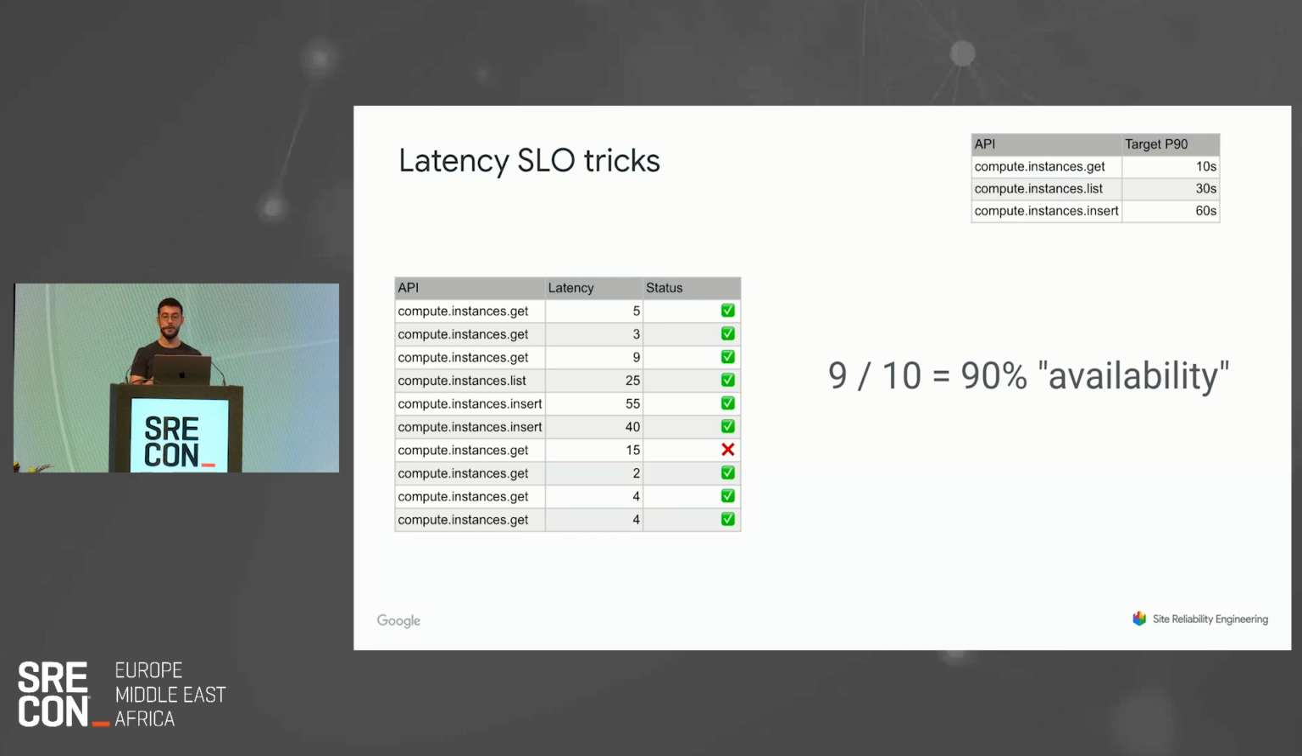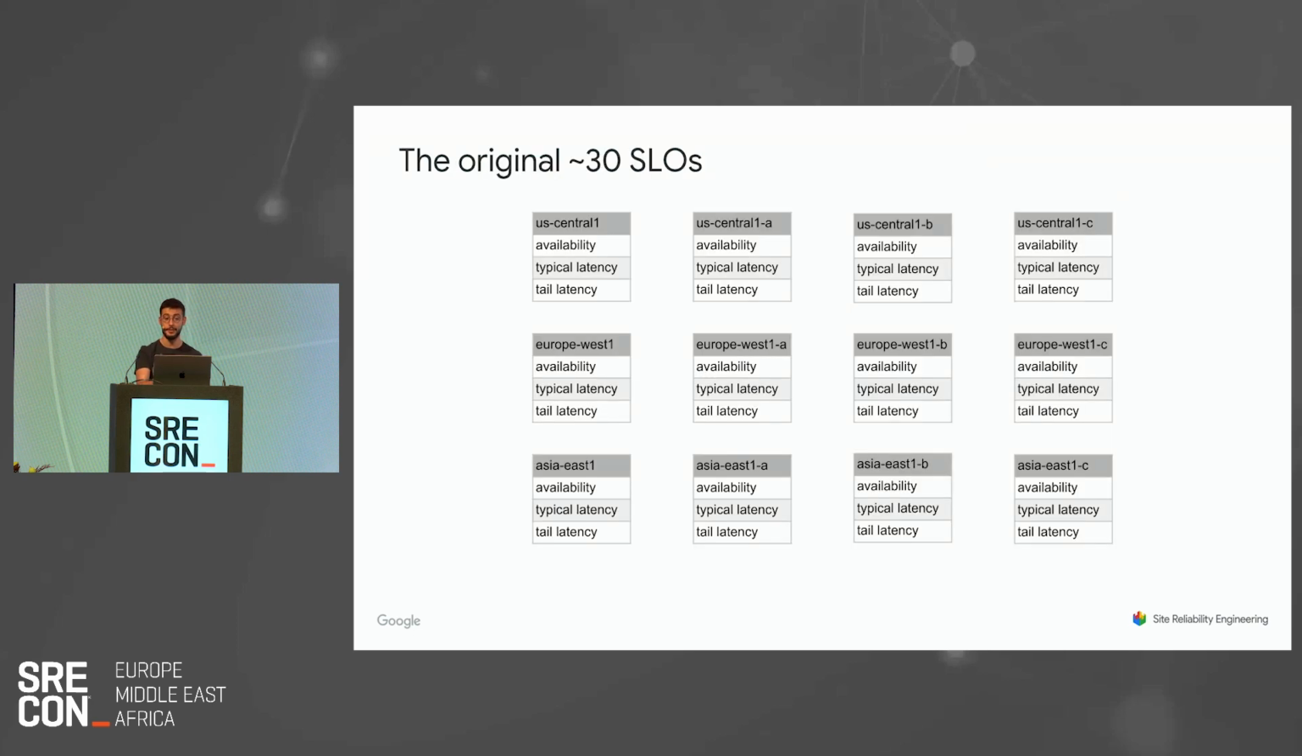We now have all the necessary information to understand the initial definition of the GCE control plane SLOs. Back in the early 2010s, when we launched, we decided that we would have, for each zone and region, an availability, typical latency, and tail latency SLO. So for example, we would get paged when the zone US Central 1A had poor availability, or when Asia East 1C had degraded typical latency.